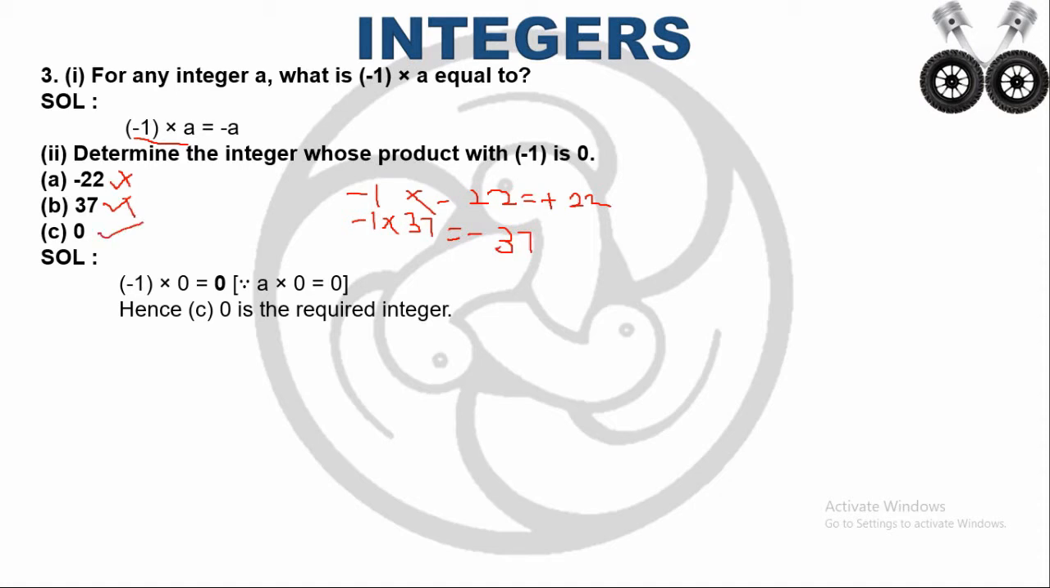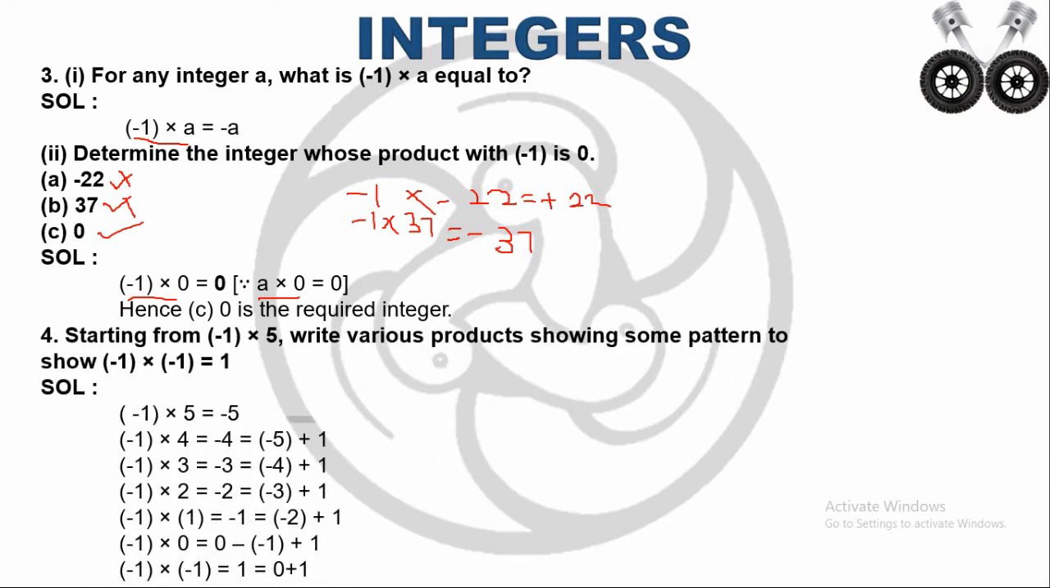Then I have to check with 0. Minus 1 into 0 is equal to 0. In general, any number that is multiplied with 0, we get the answer as 0. Therefore, option C is the correct answer.